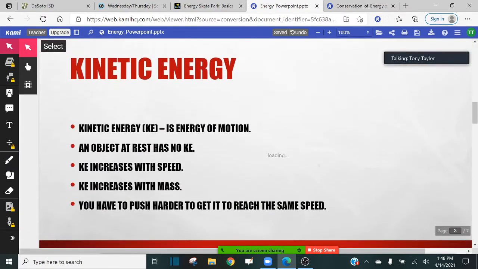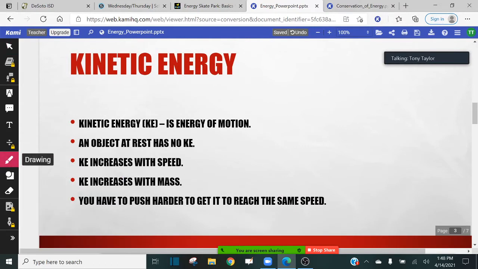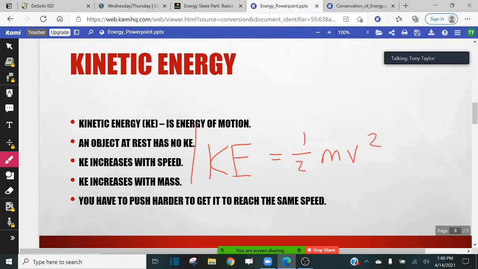We also talked about kinetic energy. Remember, an object's kinetic energy is due to the object's motion. So kinetic energy is equal to 1/2 times the object's mass times its velocity squared. This is the mathematical equation for kinetic energy: 1/2 times mass times velocity squared. Any object that's in motion has kinetic energy, which obviously means any object at rest has no kinetic energy.